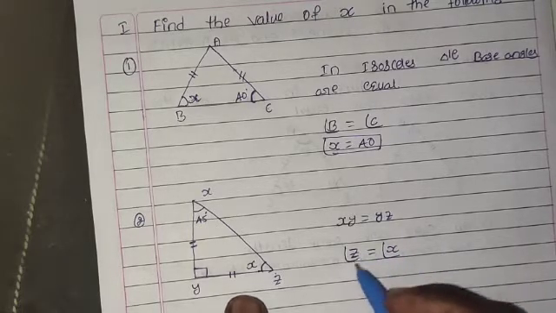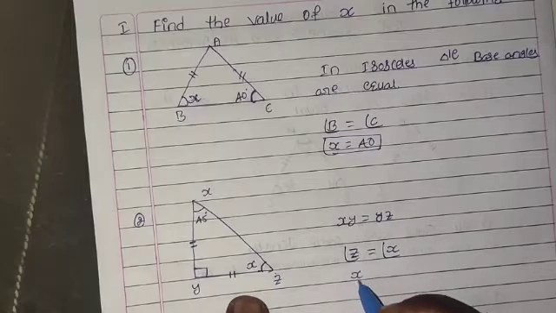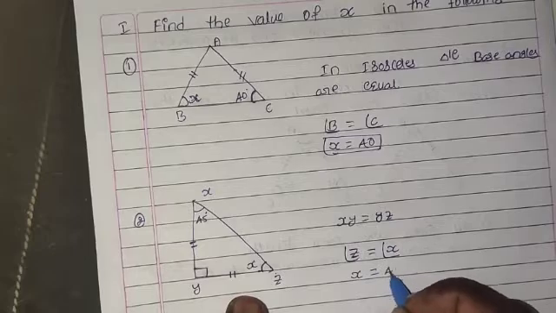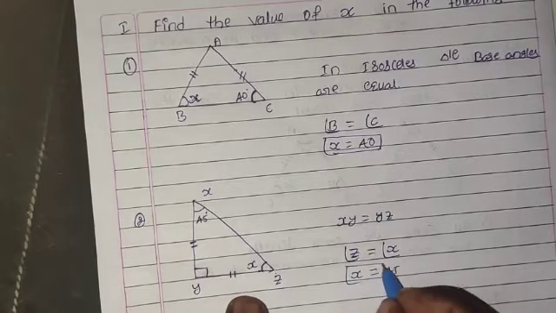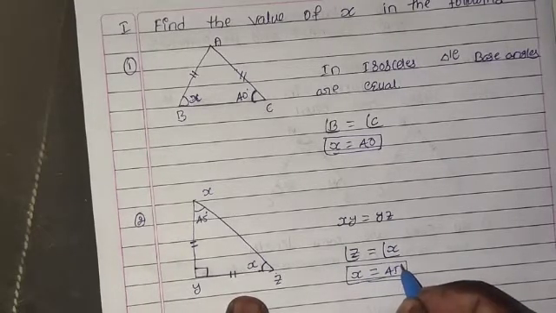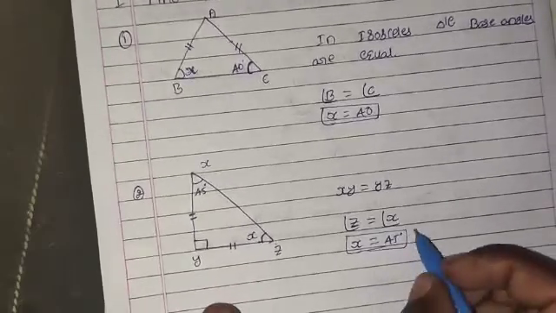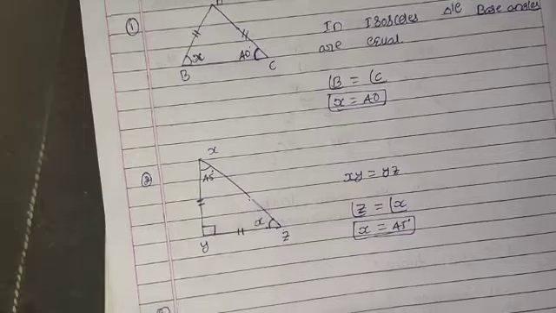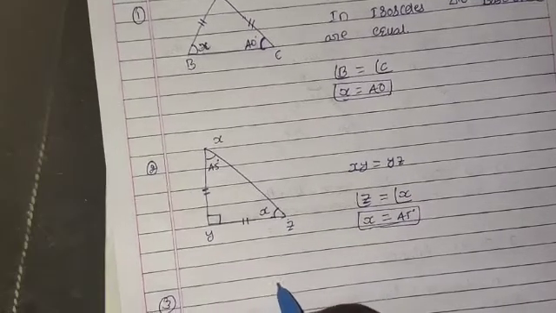Okay, what is the value of angle Z? We have to find out the value of X. What is the angle of X? 45. So angle X is equal to 45 degrees. Okay, 45 degrees, thus we find out the value of X. Okay, next we move on to the third problem. The third problem is like this.